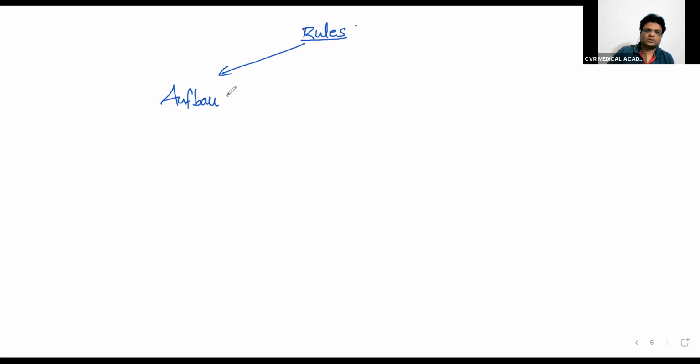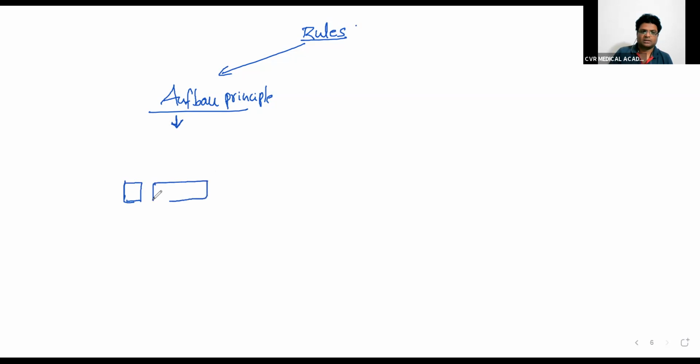So Aufbau principle. What is the main point related to it? According to Aufbau principle, electrons must be filled in different orbitals in the order of their energies. That means without completion of a lower energetic orbital, electrons should not enter into a higher energetic orbital.